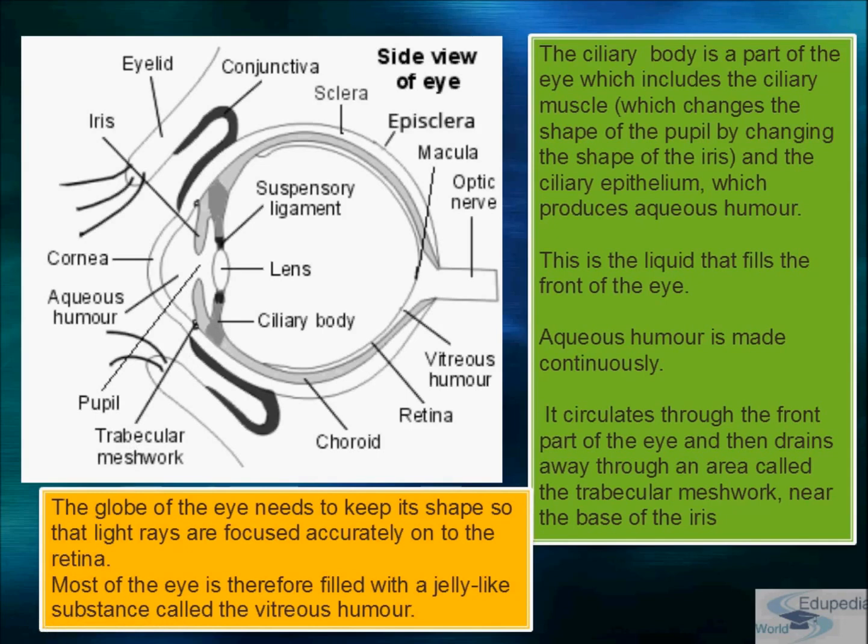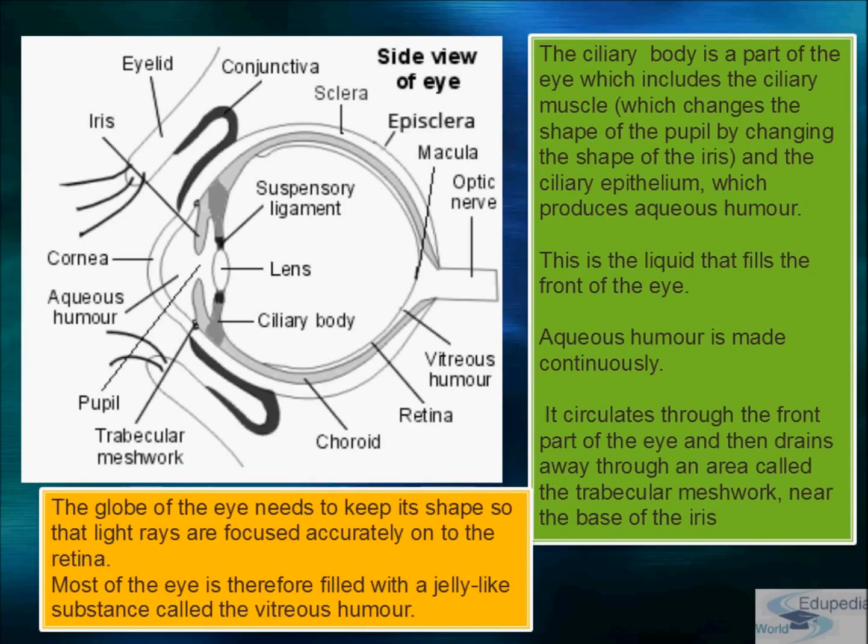The globe of the eye needs to keep its shape so that light rays are focused accurately onto the retina. Most of the eye is therefore filled with a jelly-like substance, which we call vitreous humor. This is your vitreous humor. It is a transparent, gelatinous fluid.